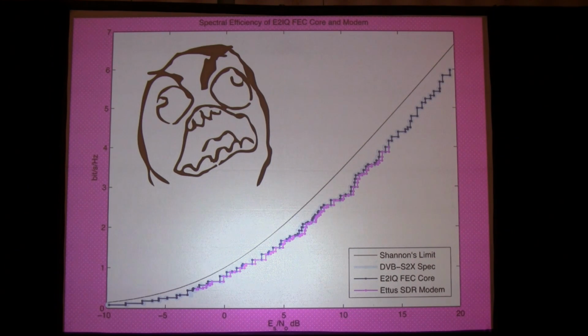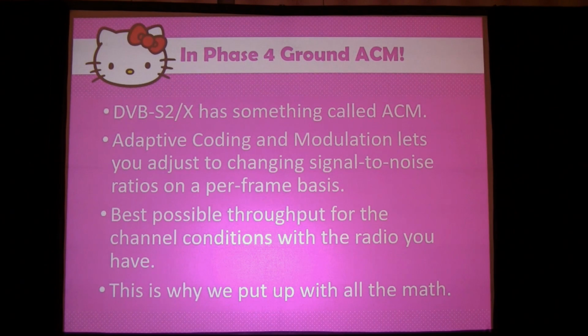Now, why would you want to do this? Well, in DVB-S2X, the X is for extension, because even though this standard is so awesome, they still had to put an extension on it. They have something called ACM. It's adaptive coding and modulation. And what you do is you adjust as your channel changes, or as your position changes, or as your bandwidth needs change, or congestion, that you can make adjustments to your error correction coding and even your modulation. So you get the best possible throughput no matter what your channel conditions are.